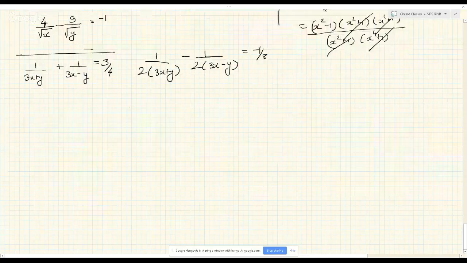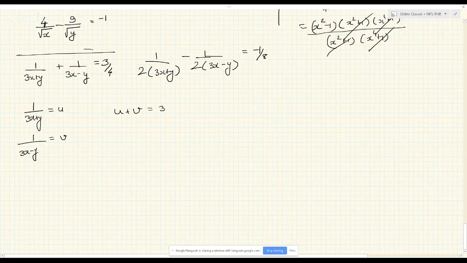So you need to do what here? The common thing is this is not a linear equation, but it can be transformed into one by taking 1 upon 3x plus y as u and 1 upon 3x minus y as v. Correct? So you will get u plus v is 3 upon 4 and u by 2 minus v by 2 is minus 1 by 8. So u minus v is minus 1 upon 4.